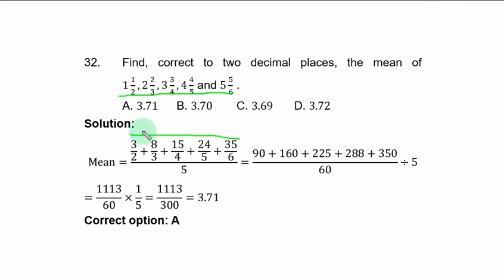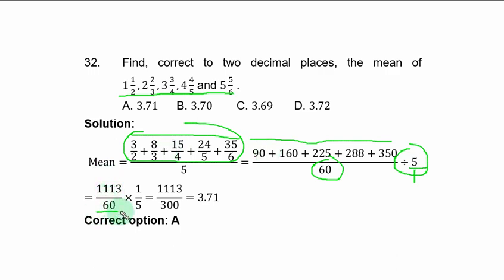Okay, so let us treat the numerator by adding the fractions, and of course you find the LCM. The LCM is 60. If you divide the LCM by each denominator and you multiply accordingly, you have 90 plus 160 plus 225 plus 288 plus 350. So let's divide it by 5 in this manner, or you can write this as over 1. So if you add the numerators, you have this.